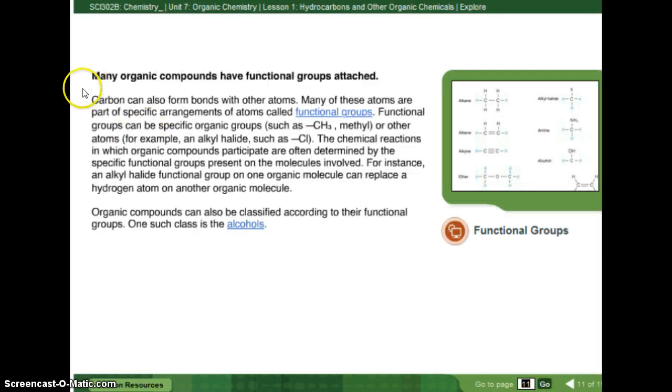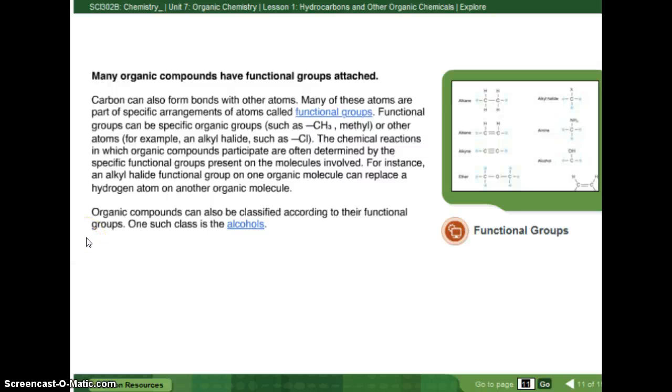All right, now let's talk about these functional groups. Many organic compounds have functional groups attached. Carbon can also form bonds with other atoms besides carbon or hydrogen. Many of these atoms are part of a special arrangement of atoms called functional groups. Functional groups can be specific organic groups, such as CH3, which is methyl, or other atoms, for example, an alkyl halide, such as chlorine. The chemical reactions in which organic compounds participate are often determined by the specific functional groups present on the molecules involved. For instance, an alkyl halide functional group on one organic molecule can replace a hydrogen atom on another organic molecule.